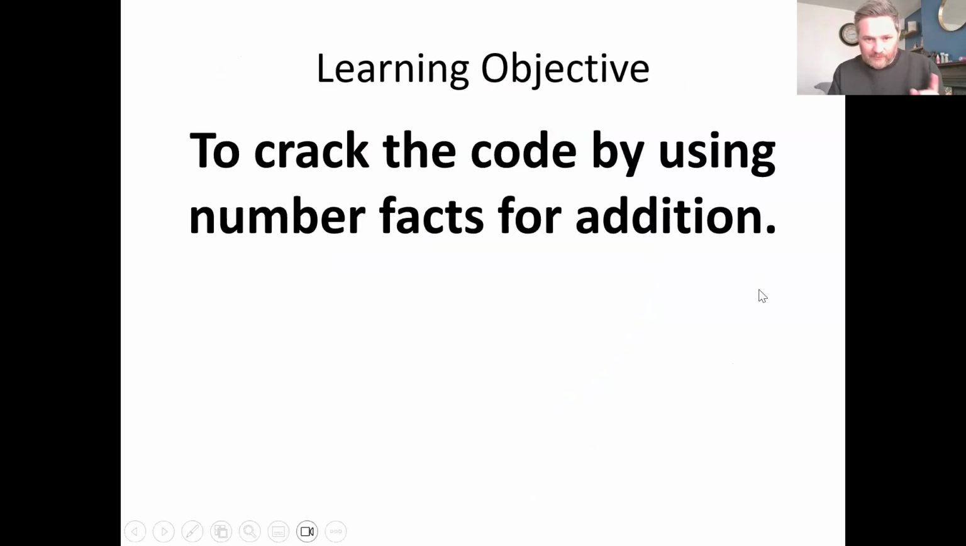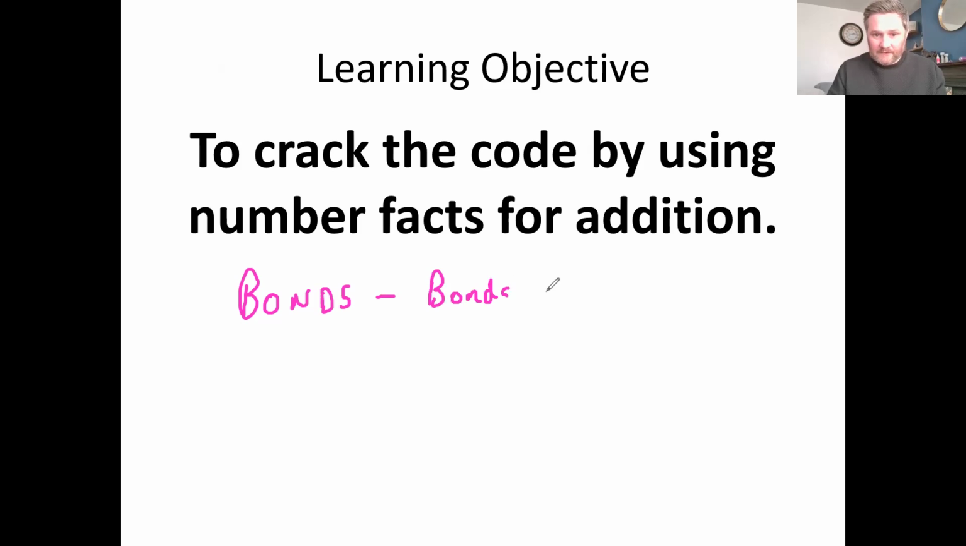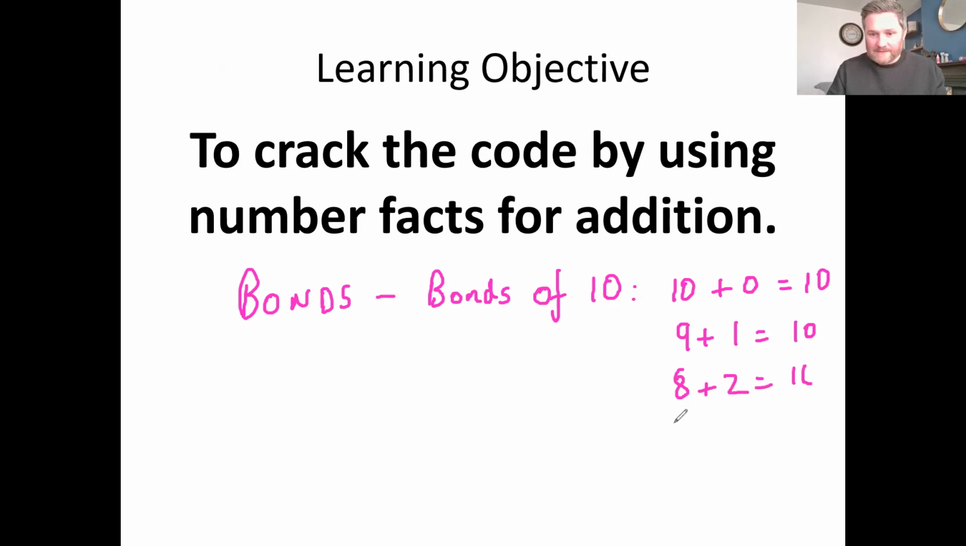Right. So we are going to crack the code today by using number facts for addition. So what do I mean by number facts? Well, you might have heard of things like bonds. Using bonds for addition is really important. So being able to use your bonds of 10. Bonds of 10 just mean numbers that you add together to create 10. So for example, 10 add 0, 9 add 1, 8 add 2, 7 add 3, 6 add 4, and so on.